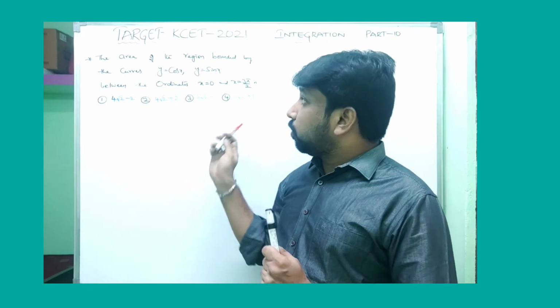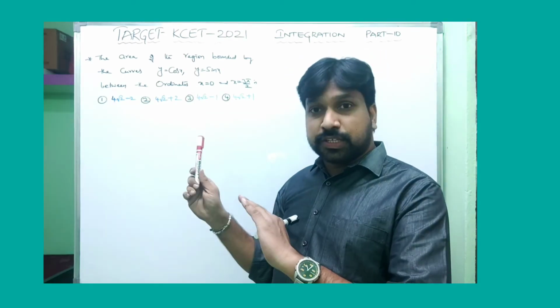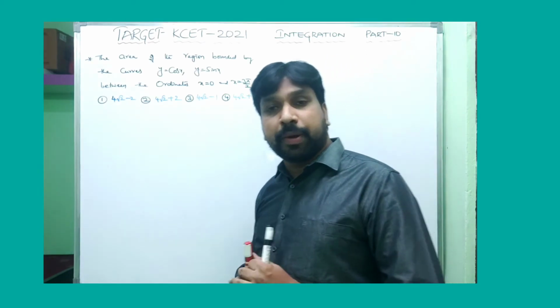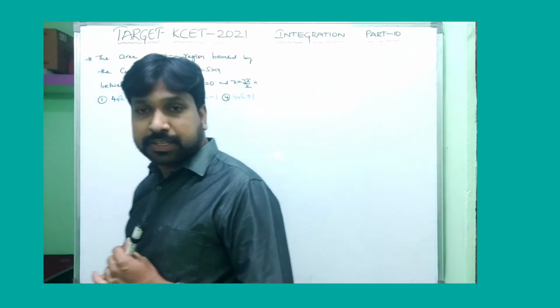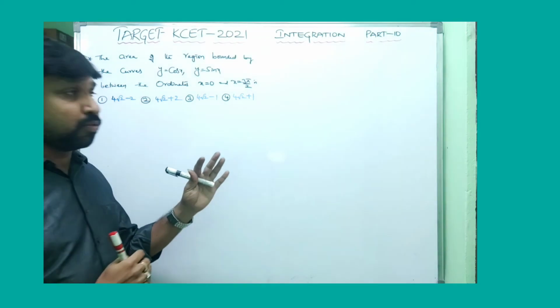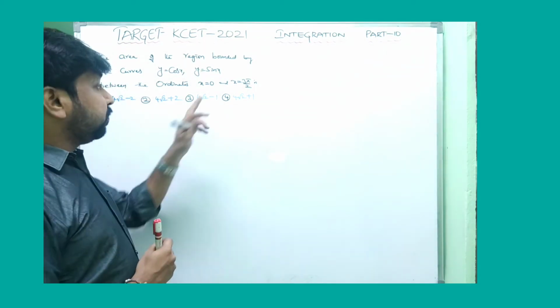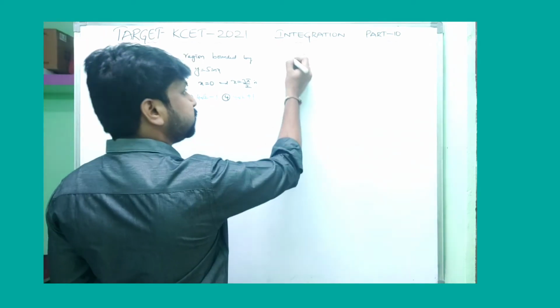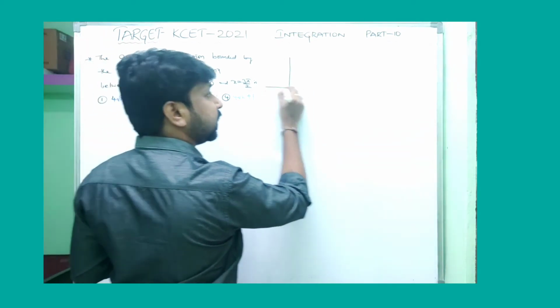The area of the region bounded by the curves y equal to cos x and y equal to sin x between the ordinates x equal to 0 and x equal to 3 pi by 2. This is a previous entrance examination question, the most important area question. So please watch carefully. We need to find the area from 0 to 3 pi by 2. You are going to draw the diagram first between sin x and cos x.